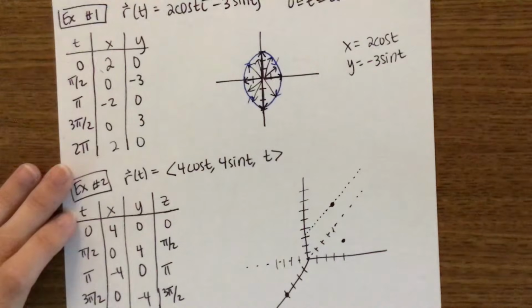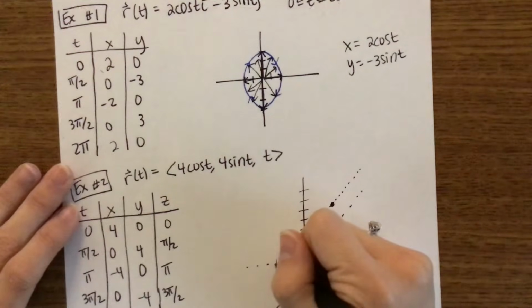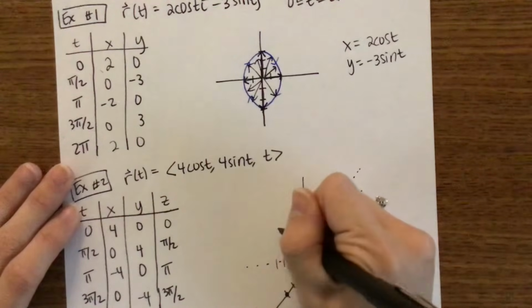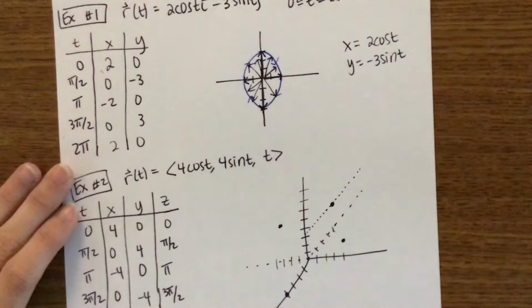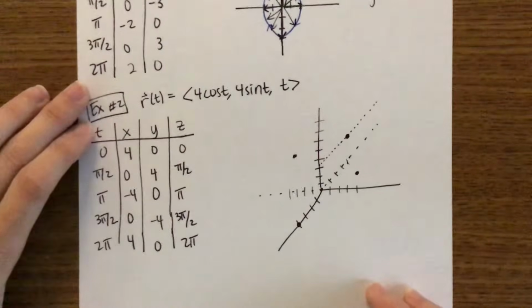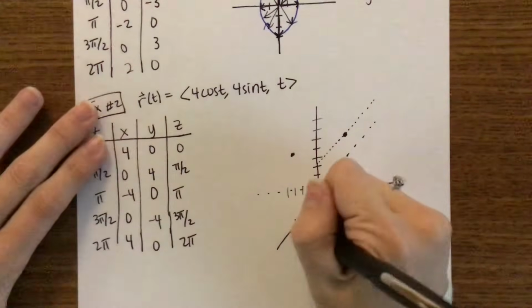Okay, and then we have 0, negative 4, 3 pi over 2. 3 pi over 2 is about 4.71, which is about here. Okay, and then, so let's start by connecting those.